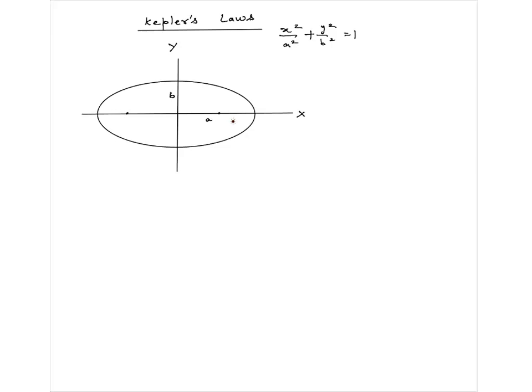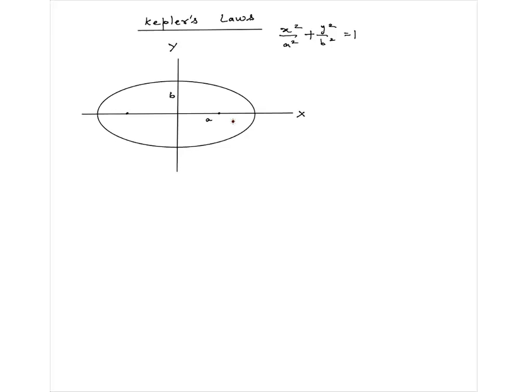So if we say that the planet moves in a circular orbit, then it only means that it is elliptical, and the ellipse has a particular case. So a circle is a special case of an ellipse. That is the first law about the ellipse.